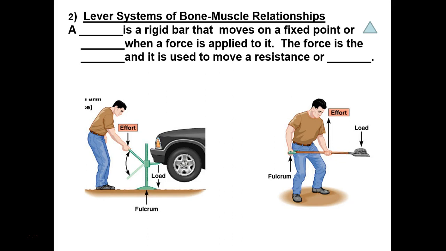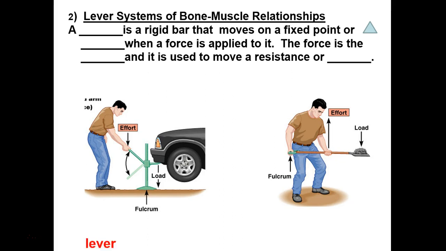When we look at muscle movement, we're looking at the muscle pulling bone mostly. Sometimes it's pulling skin, like with facial expressions, but most of the time it's moving a bone. And so when you look at the muscle and the bone working together across a joint, that's considered a lever system. You might remember simple machines from a physical science class or a physics class that you've taken.